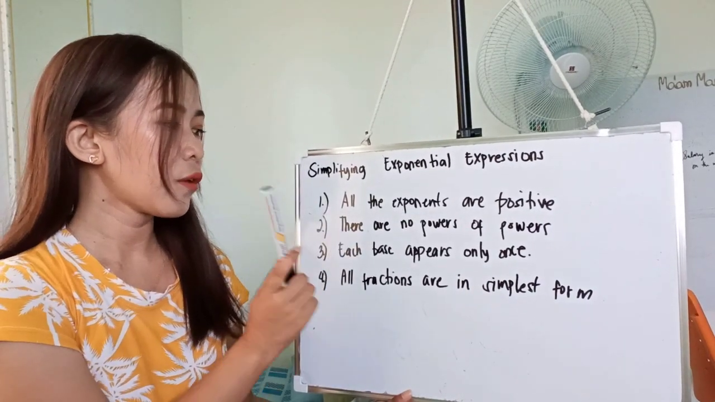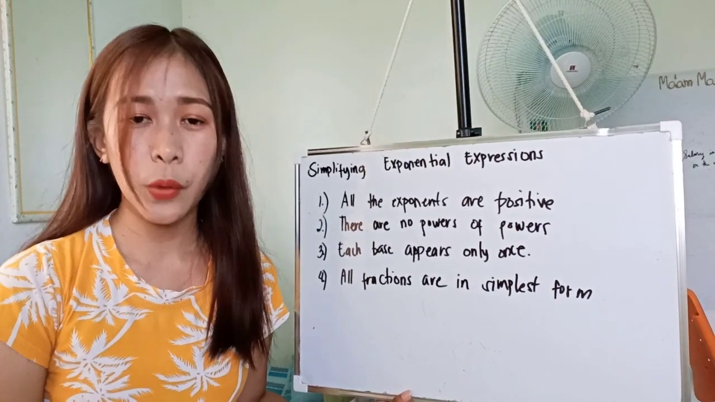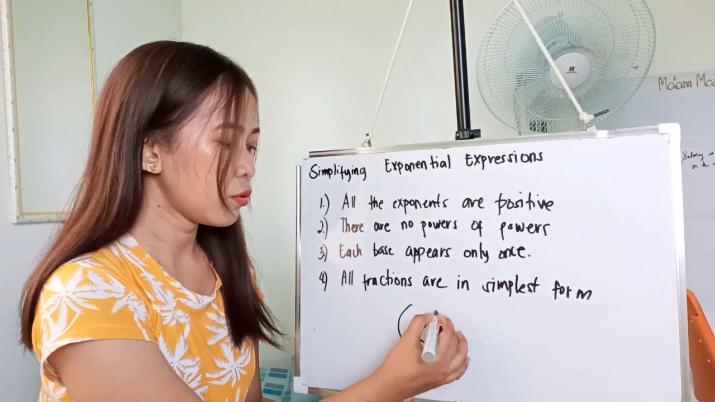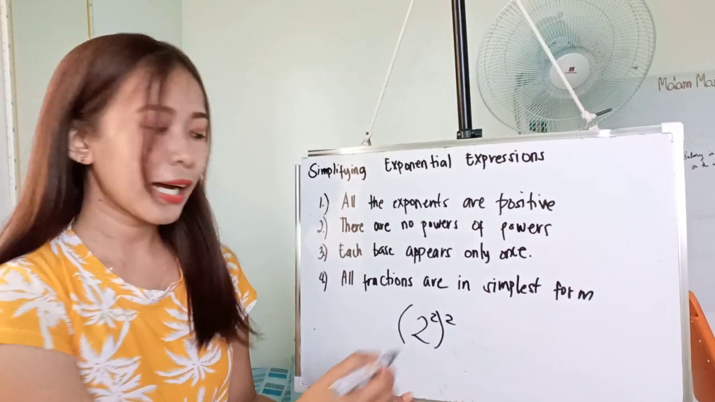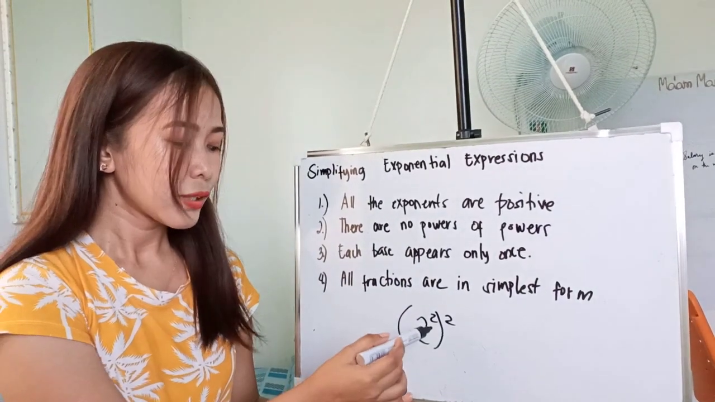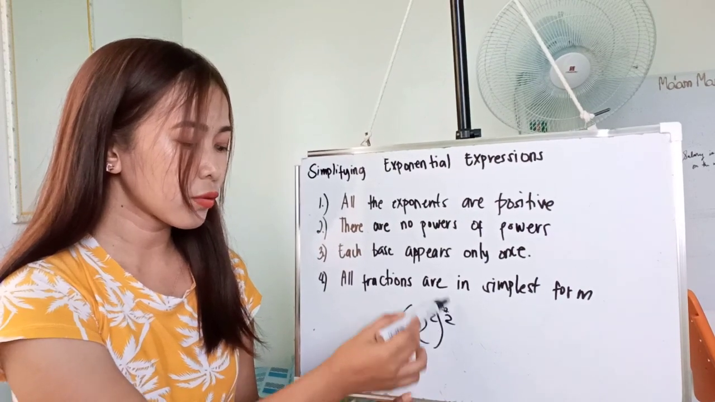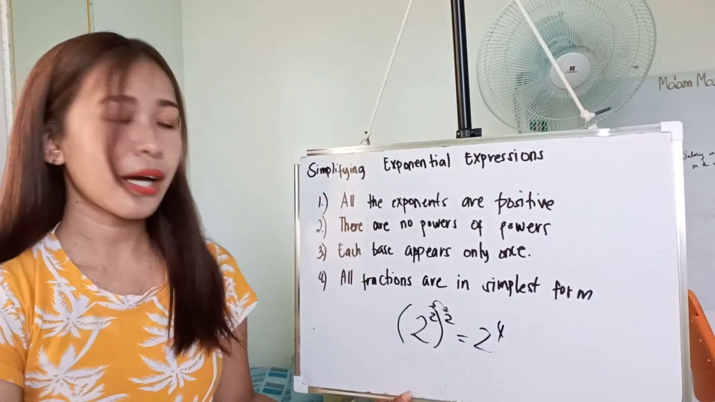Number 2, there are no powers of powers. Kailangan lahat ng exponents, for example, this one, 2 raised to 2 raised to 2. Ayan. Kailangan wala ng powers of power. Diba? So, we are gonna simplify this by simply multiplying 2 times 2, edi magiging 2 raised to 4 na yan. And then, meron pa siyang exponent.